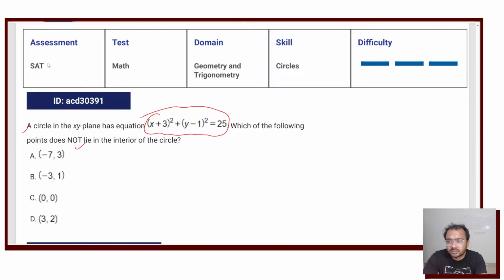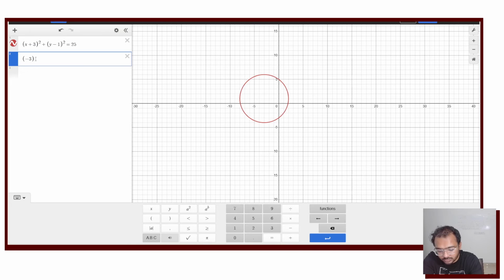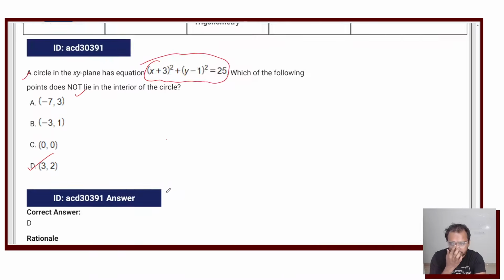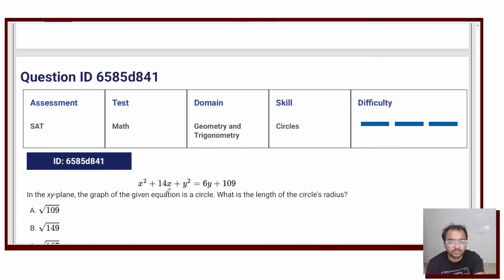So we have the point -7, 3. It's in the interior, so that cannot be my answer. Then we have -3, 1. Let's change this one only. -3, 1, that's also in the interior. 0, 0, we can see that 0, 0 is also in the interior. So we're just left with the last option D. 3, 2 won't be in the interior. So D will be the answer.